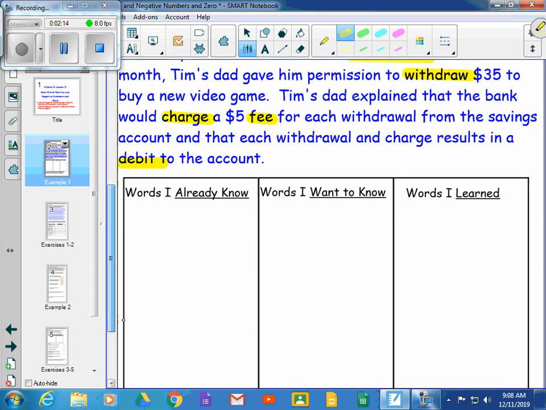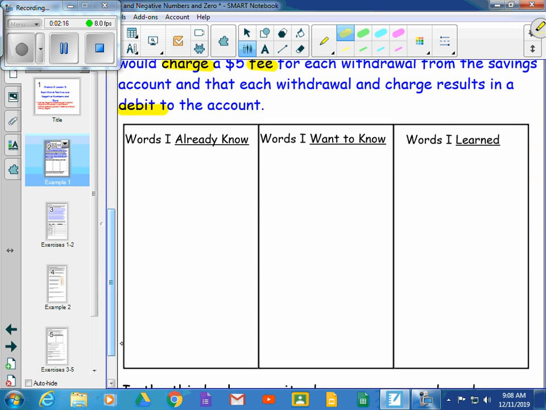Now, what I would like you to do is pause the video, and take those words that we highlighted, and write them into one of 2 columns. If you know what the word means, write it in that column. If you don't know what the word means, write it in the other column. Then after you pause the video and have them all written down, start the video up again, and we'll talk about those, and then you will learn the words that you did not know.